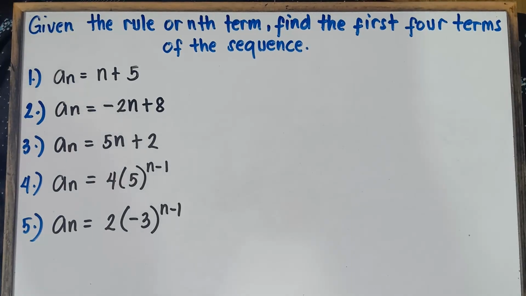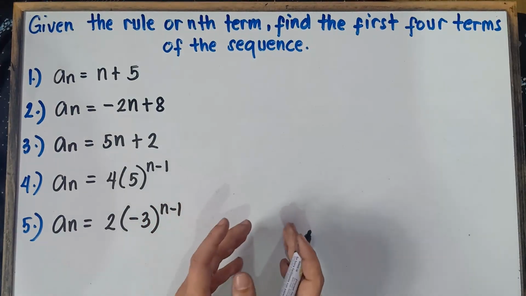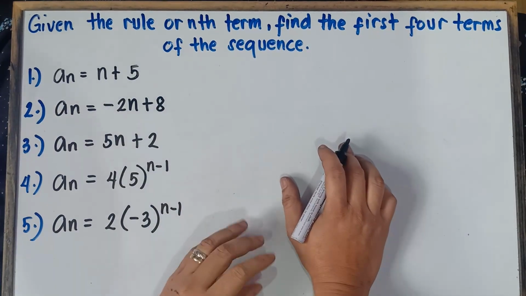Our topic for today's class is we're going to find the first four terms given the rule or the nth term of the following sequence. So without further ado, let's do this topic. I will give you 5 examples, class, for you to really understand this one, and we'll be answering this one step by step.